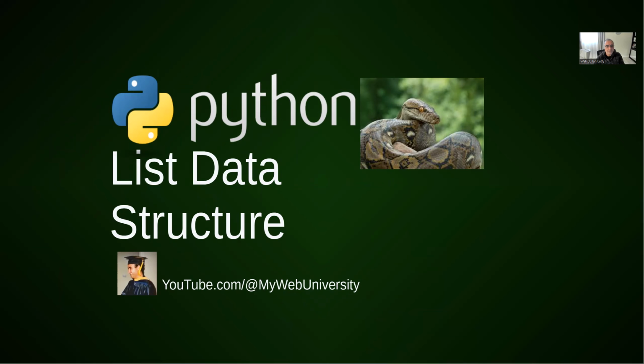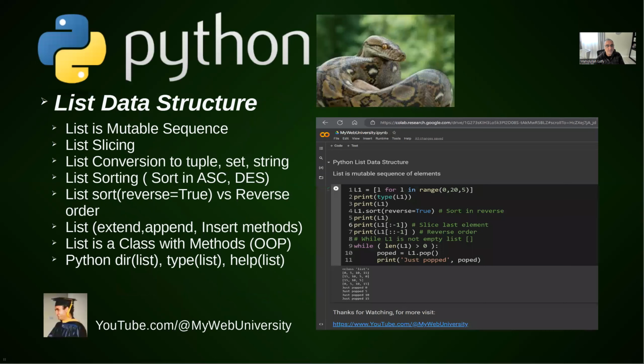So Python list data structure is what we're going to cover today, which is the topic of today. What are some of the features of Python list data structure? First of all, list is mutable, meaning that you can modify an element of a list. Unlike tuple, which had read-only, immutable elements, list is a mutable sequence of elements.